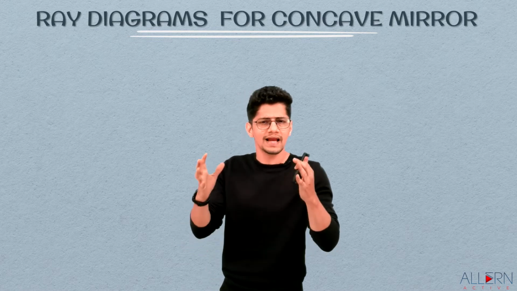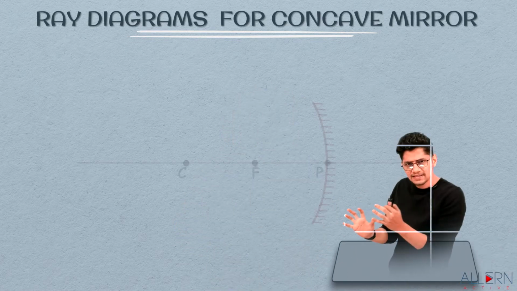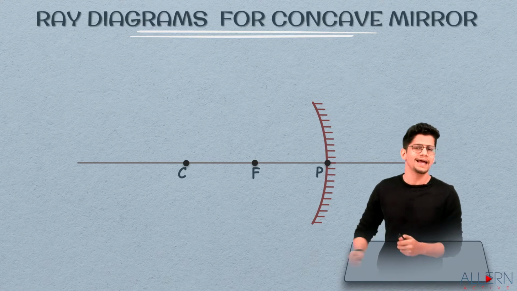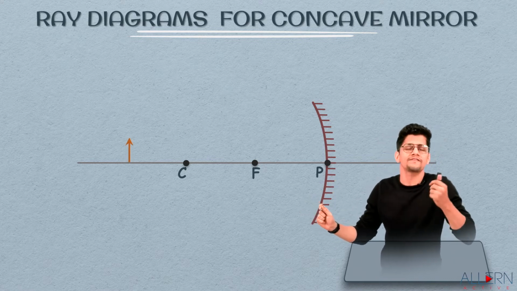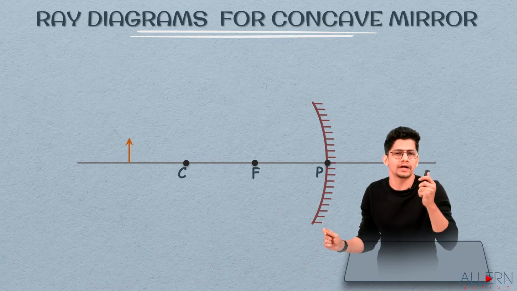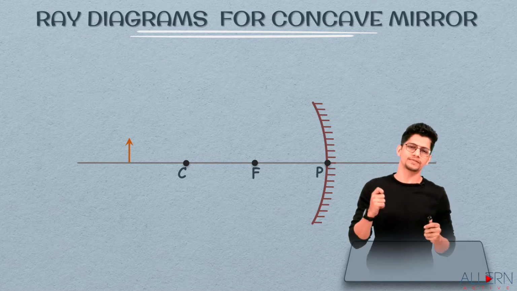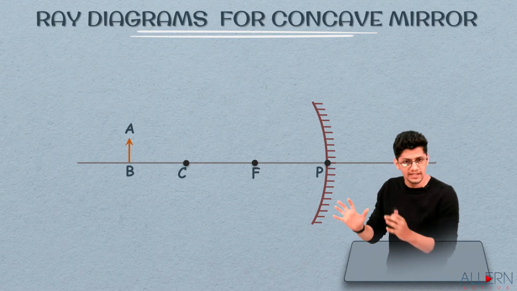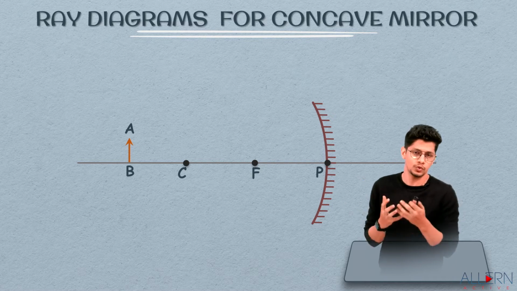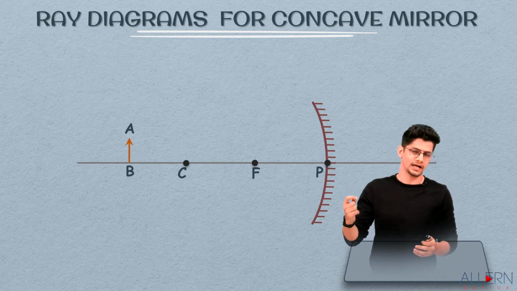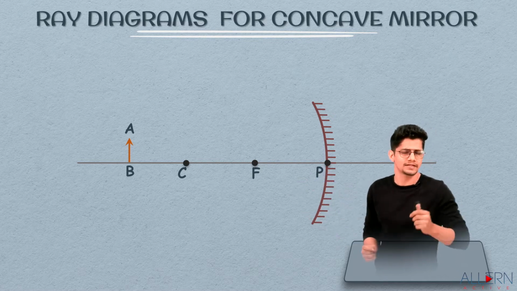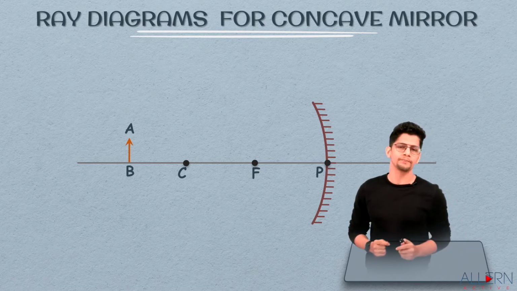So before understanding the rules, let us have the base diagram for a concave mirror in front of us, and we'll place the object in the form of an arrow pointing in the upward direction, and we'll name the object AB. So this is the base diagram that we are supposed to have before drawing the ray diagram, wherein we have an object in the form of an arrow pointing in the upward direction.